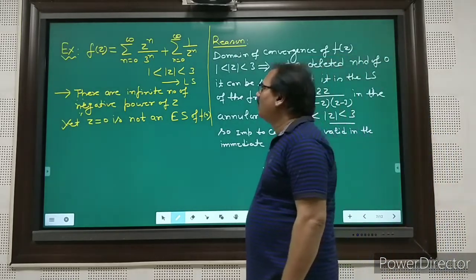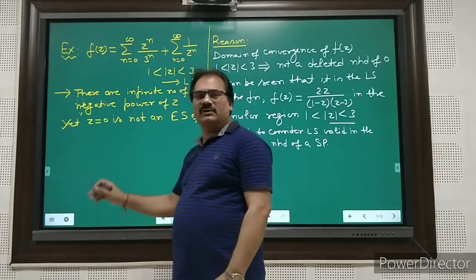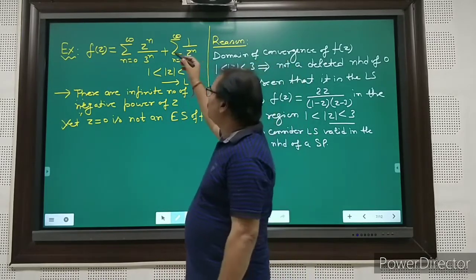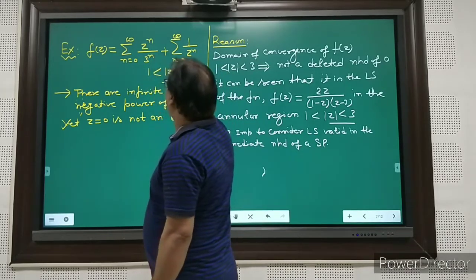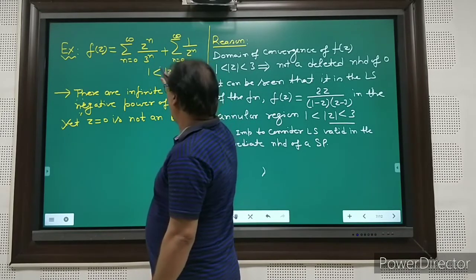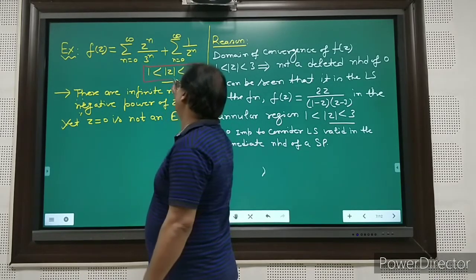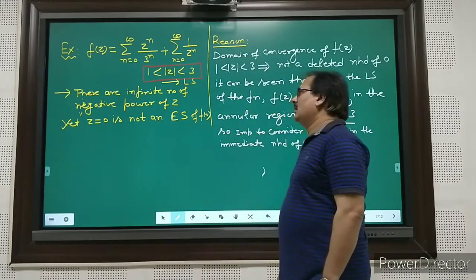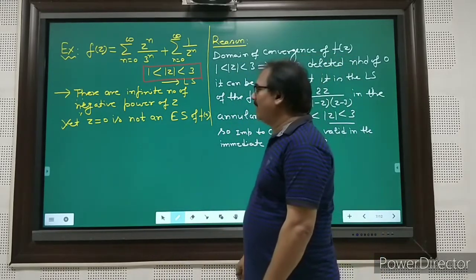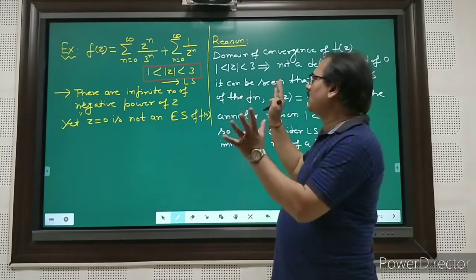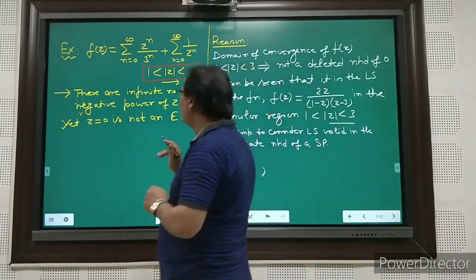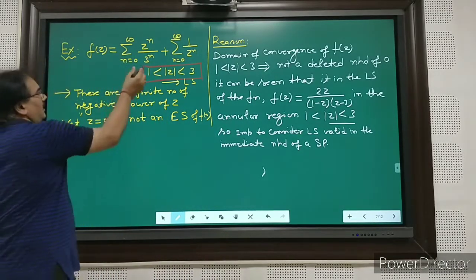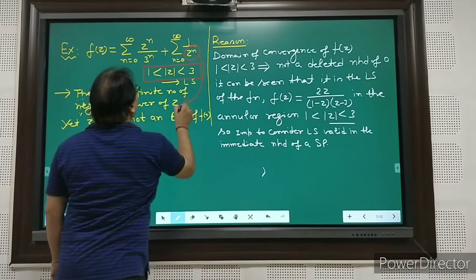Let us look at the example. This is a second example, a very beautiful example in this case. f(z) = summation of z^n / 3^n plus summation of 1/z^n, where the region is given, that is 1 < |z| < 3. So if this is the Laurent series, then you can observe that there are an infinite number of negative powers of z here.